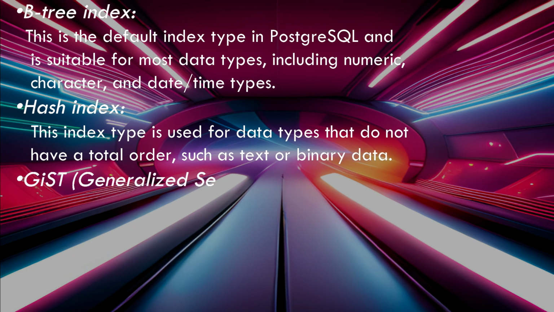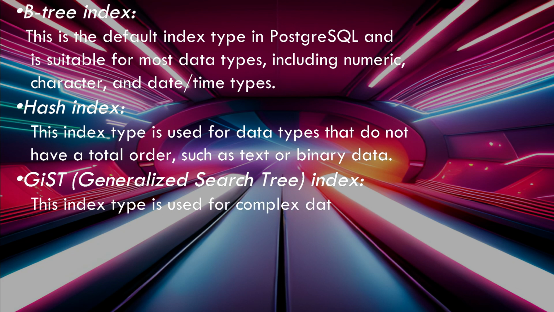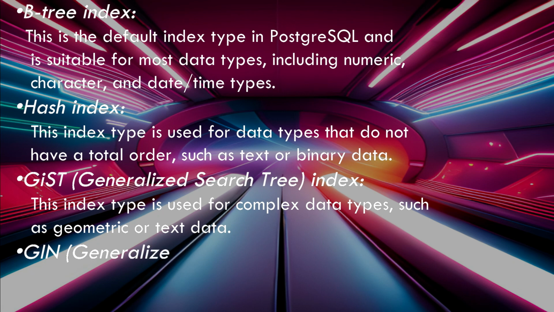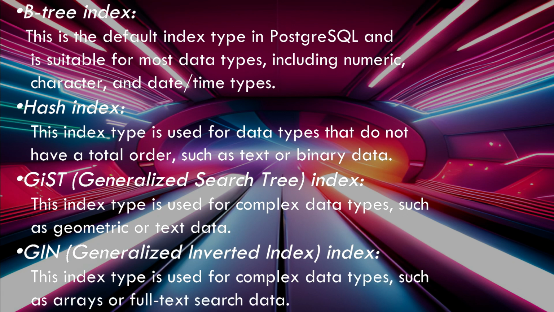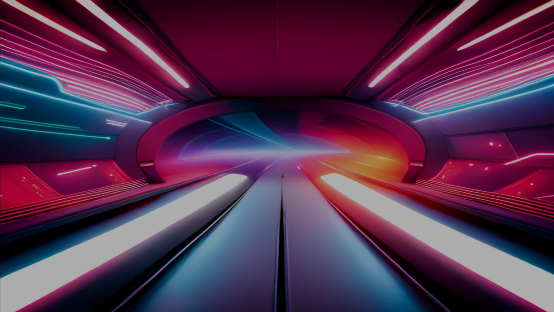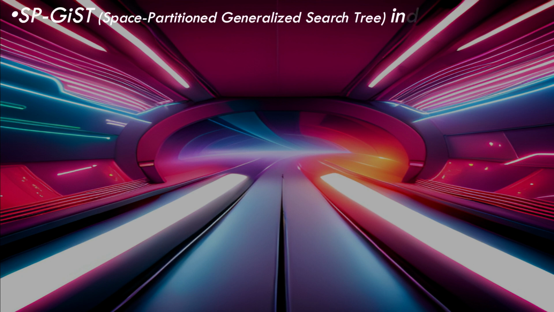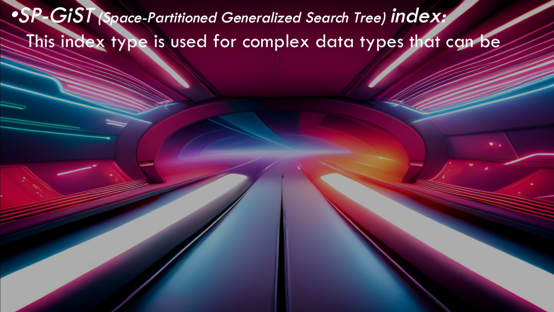GiST, generalized search tree, index. This index type is used for complex data types, such as geometric or text data. GIN, generalized inverted index. This index type is used for complex data types, such as arrays or full-text search data. SP-GiST, space partitioned generalized search tree, index. This index type is used for complex data types that can be partitioned into non-overlapping regions, such as geometric data.